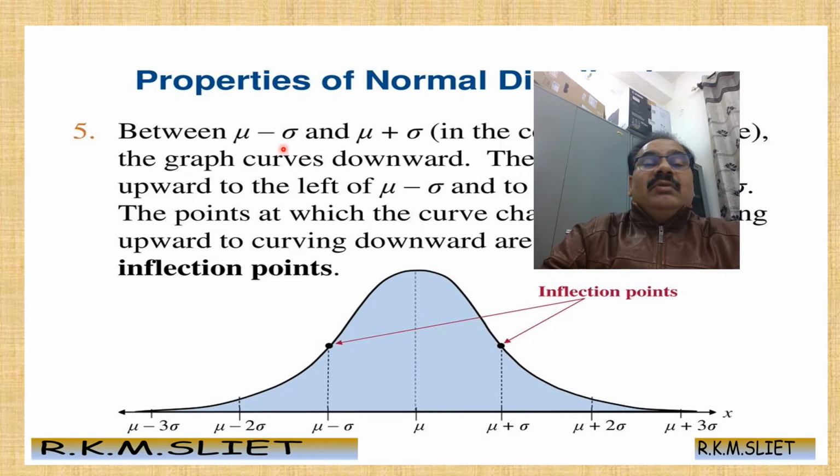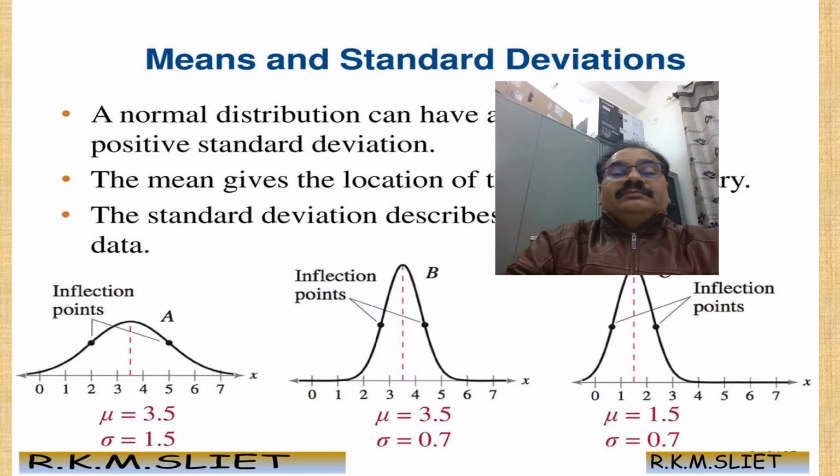It means between mu minus sigma and mu plus sigma, in the center of the curve, the graph curves downwards, and the graph curves upward to the left of mu minus sigma. Here you can notice, in the case of mu minus 2 sigma, mu minus 3 sigma. The point at which the curve changes from curving upwards to curving downwards is called the inflection point. So this point is called the inflection point.